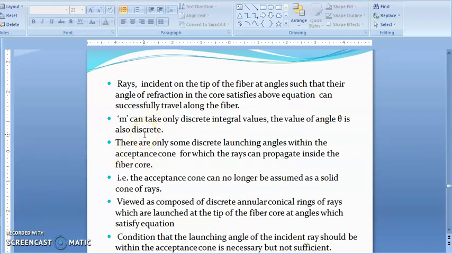So what is the value of m? m can take discrete integer values. Because m takes discrete integer values, the theta value should also be discrete only. So there are only discrete launching angles, we say. Within the acceptance cone of the fiber, there are certain discrete launching angles depending upon m. So the acceptance cone is not a solid cone of rays, because at certain discrete angles only light can propagate. It is an annular conical ring of rays, we say.